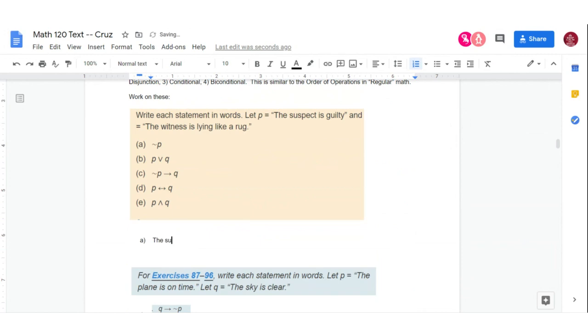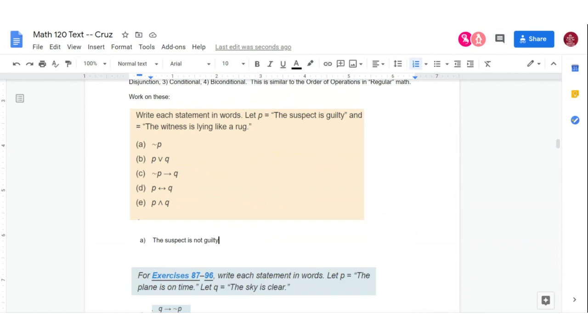Now, as I said, that's the most logical, I won't say the logical way to do it, but the one that sounds best grammatically. You could say it is not the case that the suspect is guilty, or it is not true that the suspect is guilty, and that means the same thing. But generally, this is the way you do it. You try to incorporate the language so that it sounds good.